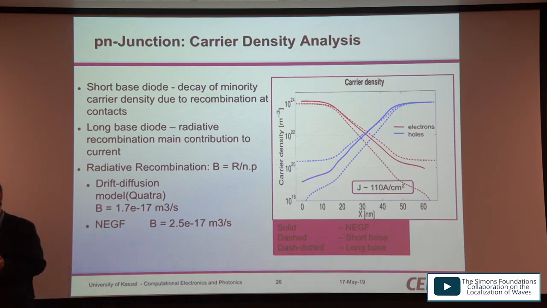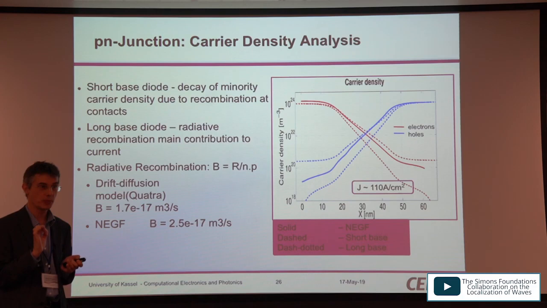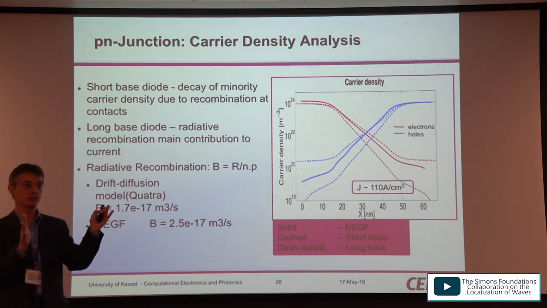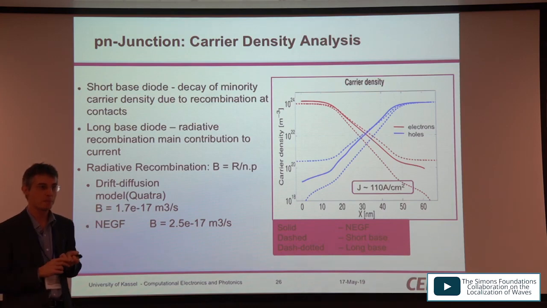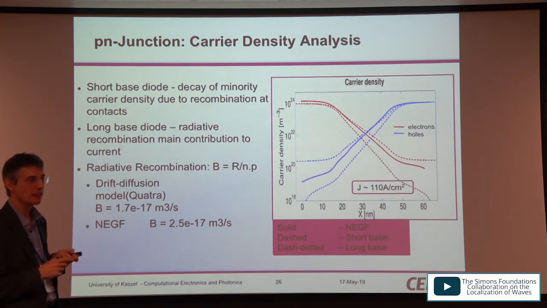So what are your minority carrier diffusion lengths? The minority carrier diffusion length is basically very large because we do not have non-radiative recombination, and most of the carriers go to the contact. Okay, maybe I'm misreading your graphs. That's not what it looks like.